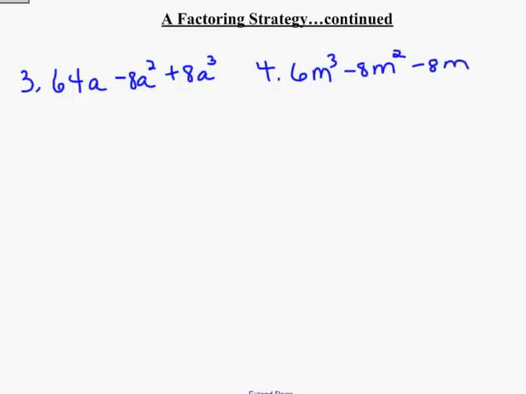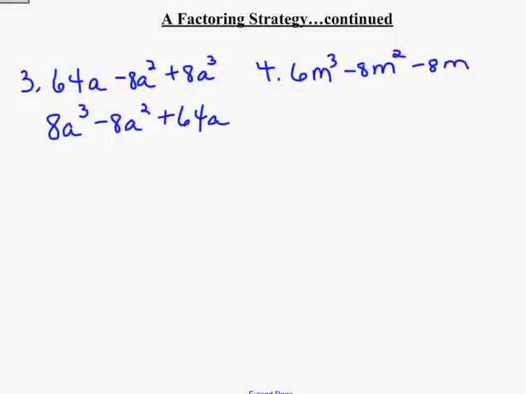And if you notice right away, this isn't actually already set up for factoring. So perhaps in my strategy I should have said, first check to see if it's in descending order of powers, because I can't start my factoring strategy until the problem is set up in the correct order. So that's the first thing I'm going to do. I'm going to reorder it in descending order of powers, so it becomes 8a cubed minus 8a squared plus 64a.